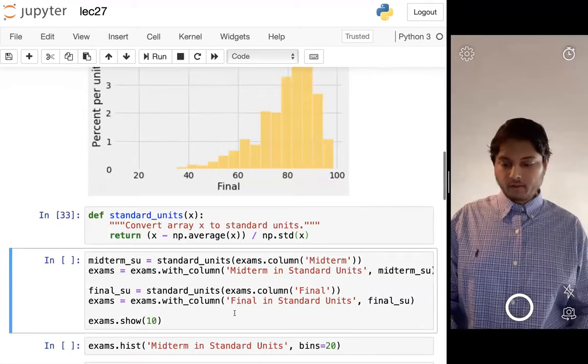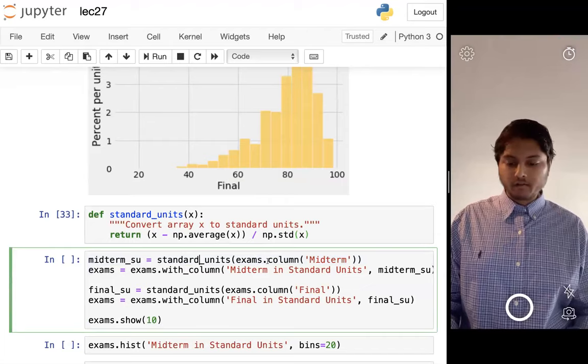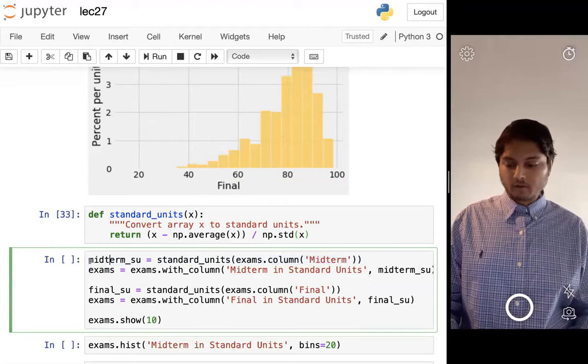If you run this function, we can now use it on the midterm scores and the final scores. Up here, we'll convert the midterm scores into standard units. We'll call this midterm SU for standard units, and then add it to the exams table.